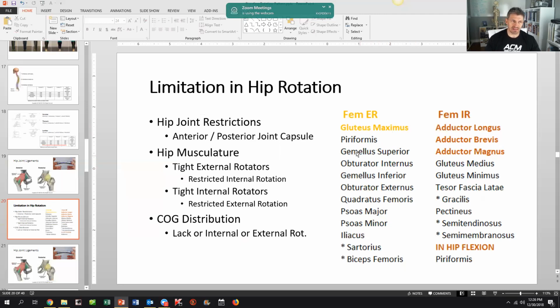I would almost say that your deep six, piriformis, gemellus superior, gemellus inferior, obturator internus, obturator externus, and quadratus femoris, your deep six external rotators are called that because they're your external rotators. They tend to be very tight. Someone with piriformis syndrome will probably have a very tight rotational pattern here because of the tightness of these external rotators. So if you're seeing a restriction in rotation to the right, that right femur is probably tight in external rotation, or the external rotators are very strong and tight, and they're restricting this movement.